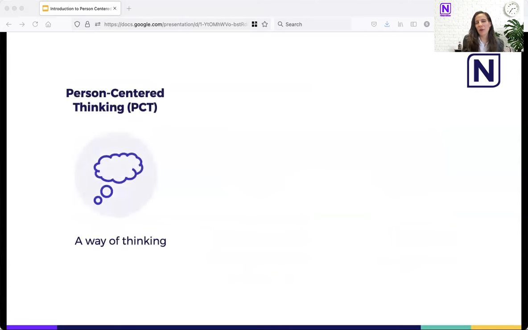Now let's talk a little bit more about person-centered planning. Where does it come from? So person-centered thinking is the way that we think about planning. It describes our values and the mindset that we use throughout the process. It means that we keep your thoughts and your needs and your desires as the focus.